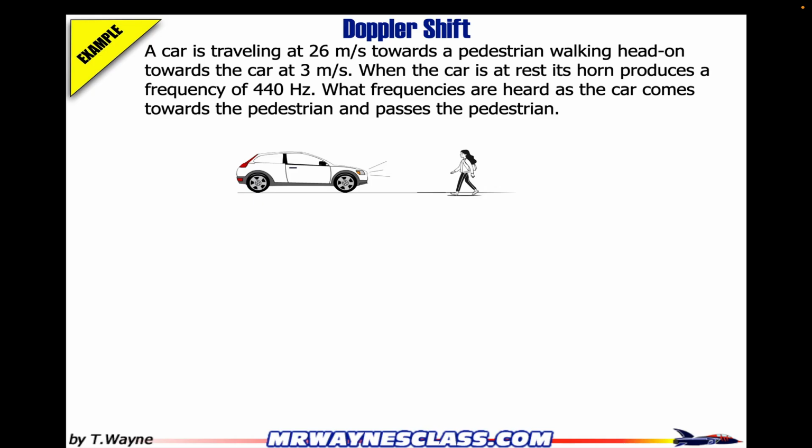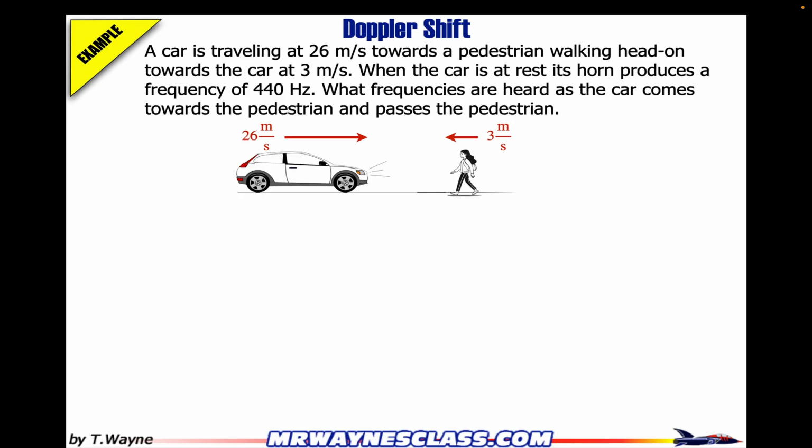So we need to figure out the frequency change when it goes towards, and part B is after they've passed each other. I'm going to start by labeling the speeds. So the car is traveling at 26 meters per second, and the pedestrian is traveling at 3 meters per second. I'm going to start referring to the car and the pedestrian as the source and the observer, just so it's a little more generic.